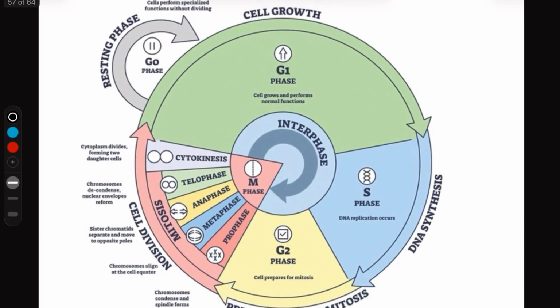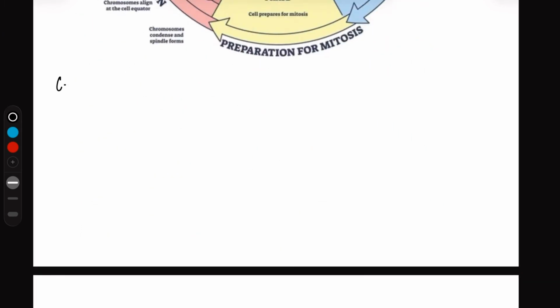Today we will cover the cell cycle topic, which is very useful for competitive exams like CSIR NET. We will study in detail about every stage of the cell cycle. Here is the detailed diagram of the cell cycle.